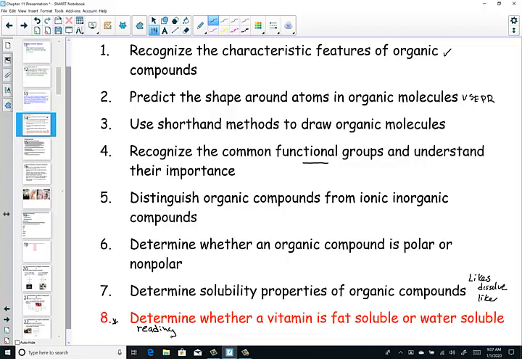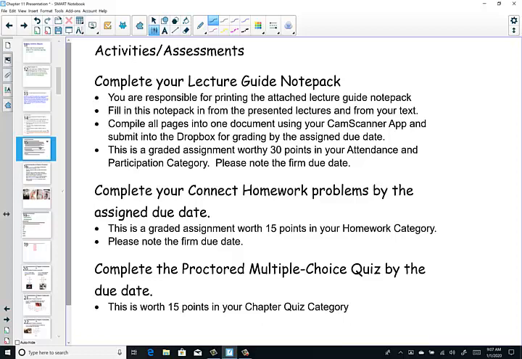So that kind of outlines or maps our journey for chapter 11, the first of our semester 2 organic chemistry journey together. And remember, these are the assigned activities and assessments, and really you can count on these for every chapter. You're going to use these videos or in-class sessions, depending on if you're an online student or in-class student, to complete your lecture guide note pack.